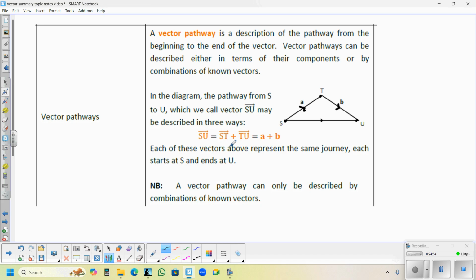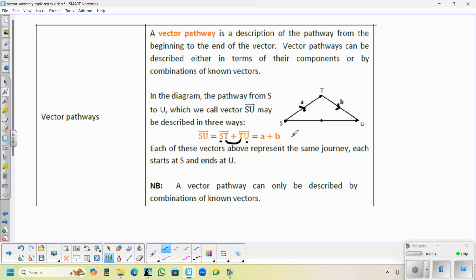Now, when you've got a wee vector pathway like that, it starts where you want to begin and it gets to where you want to end. That's the two outside letters. These letters in the middle must link. They must be exactly the same. So, when you've got that, then we've just got A vector plus B vector. And it's as simple as that.